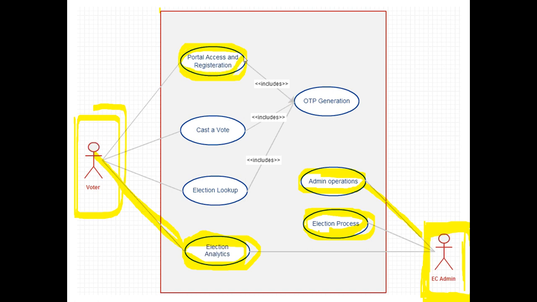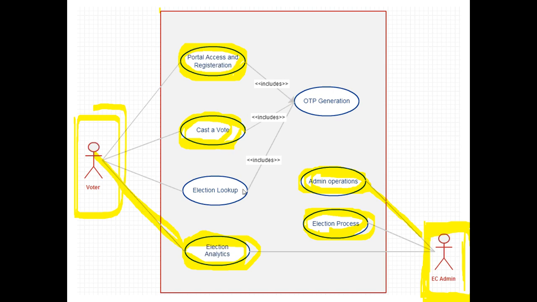Okay, and the voter will have access to the portal access and registration component. So through this you can request a new account. But as soon as the user requests a new account, that will be sent to the EC admin. Through this admin operation component, you have to approve first. You need to verify the documents and then you need to approve. Only after that the user can cast a vote. Okay, you can cast a vote only after approval.